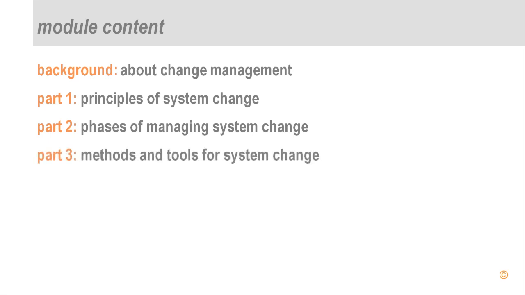Part 3 deals with methods and tools for systemic change. The generic method was already discussed in Module 2. The different tools are derived from systems concepts that were discussed in Module 1. Here we show the relevance of these concepts in dealing with changing a system.